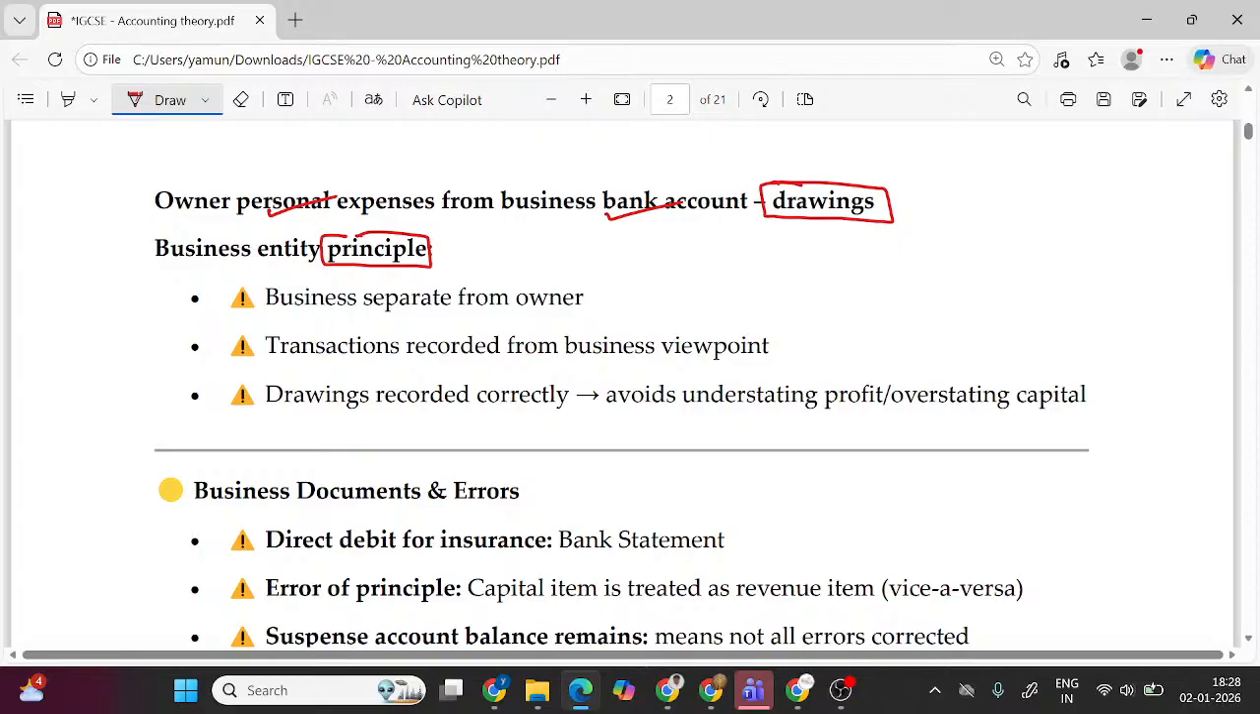First one, we did is money measurement principle. Second is prudence principle. Third is matching principle. And now fourth, we are dealing here with business entity principle. What this principle says is, when a person starts his business, the business is separate from owner. When a company is started, incorporated, business is different and owner is different. Transactions should be recorded from business point of view only, and drawings should be recorded correctly to avoid understating profit and overstating capital. Is it okay?